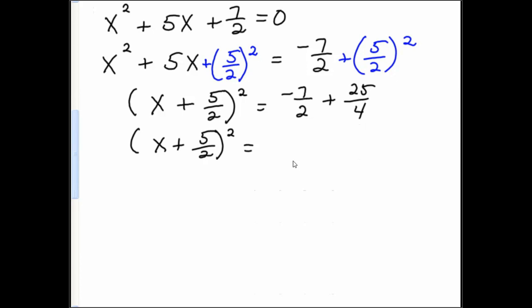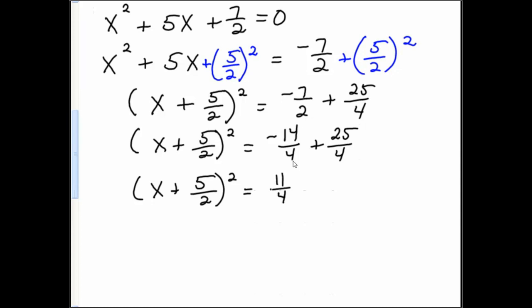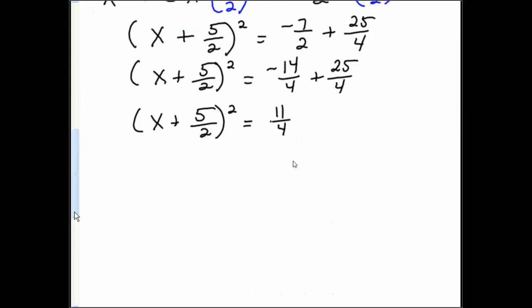Now we need to get a common denominator. We'll have negative 14 over 4 plus 25 over 4. We still have x plus 5 halves squared. Now negative 14 fourths plus 25 fourths is 11 fourths. Now we're ready to take the square root of both sides of the equation. So we have x plus 5 halves equals plus and minus the square root of 11 fourths.